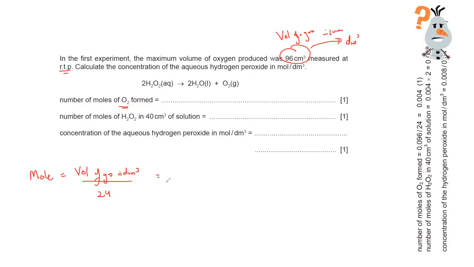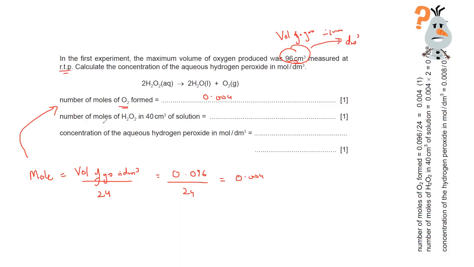So 96 divided by 1000, that is equal to 0.096. So 0.096 divided by 24. When we divide them, we'll get 0.004. So the number of moles of oxygen formed is 0.004. That's the first part, for which we use a formula to get the answer, as the volume of the gas is given and we need the moles.